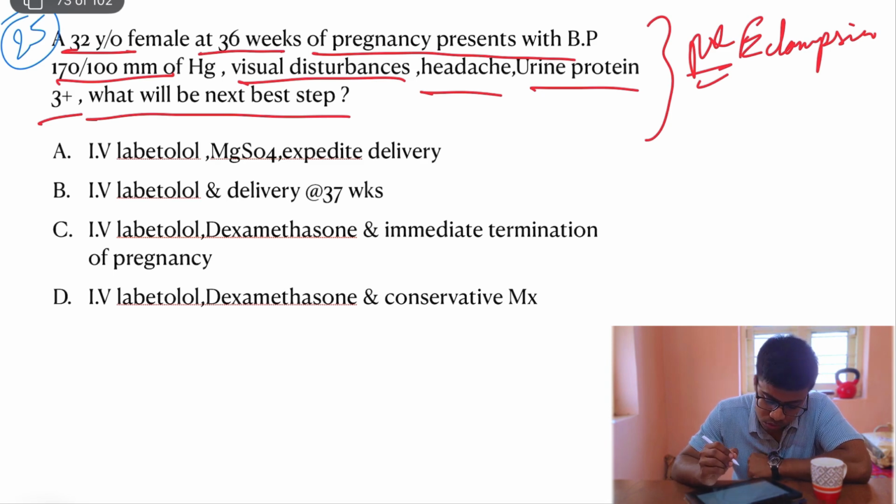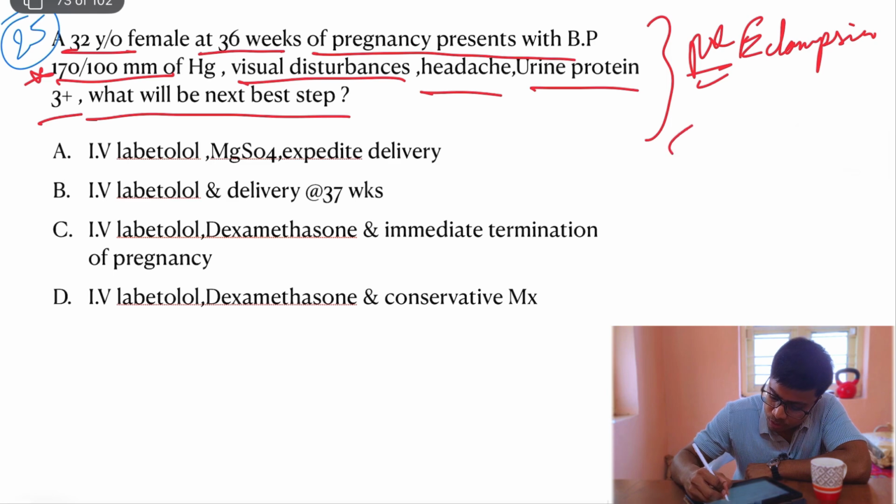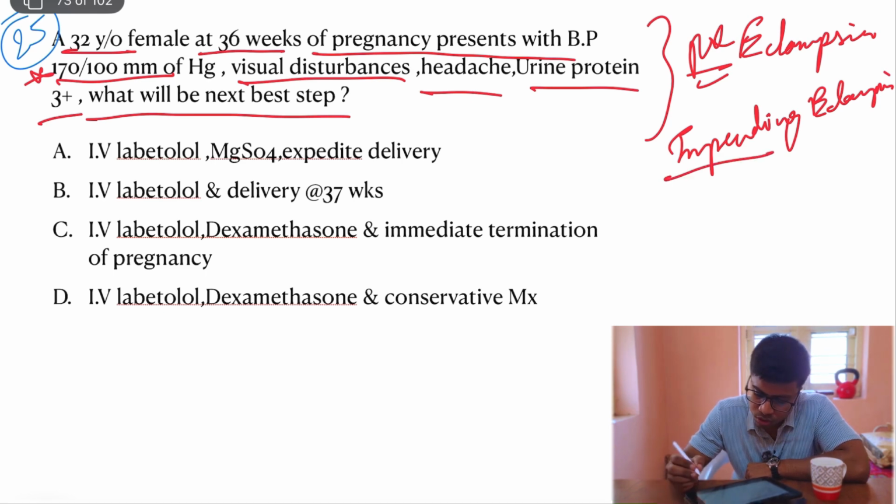Okay, let's solve this question. Preeclampsia, 170 by 100 mmHg, and it's a very bad condition, with visual disturbances and headache, urine protein. Of course it comes under the category of preeclampsia, but it can be an impending eclampsia also, that is something bad going to happen in the coming future. So it can be between these two. They didn't ask us the diagnosis, so no need to worry about diagnosis in this question. The main thing is the treatment.